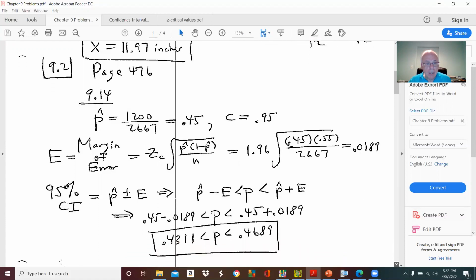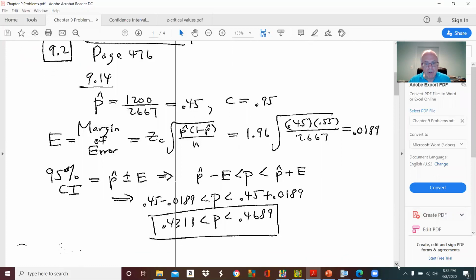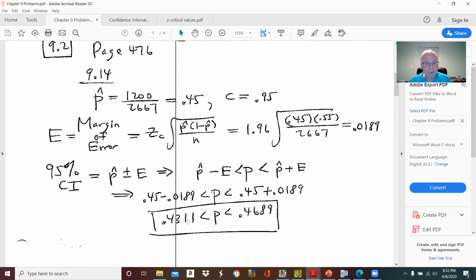Okay. If we take P hat and add and subtract E, our margin of error: P hat minus E is the left endpoint, and P hat plus E is the right endpoint. We just plug in our numbers. P hat is 0.45. Our margin of error is 0.0189. We subtract these two numbers for the left endpoint. The right endpoint is 0.45, our sample proportion, plus the margin of error of 0.0189, and we get this number. So the 95% confidence interval is between 0.4311 and 0.4689.